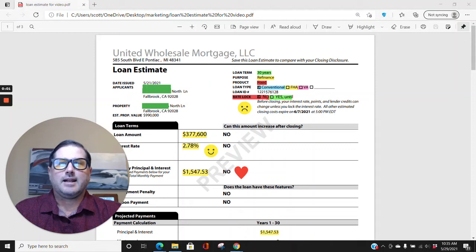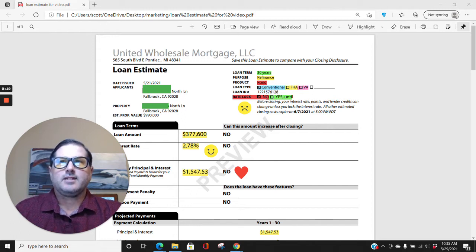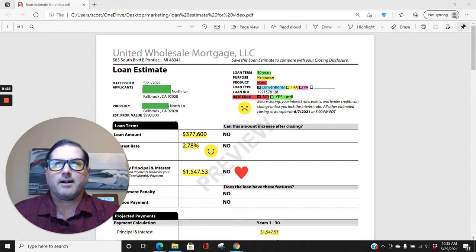Today we're going to be taking a deep dive on the loan estimate to find out how to fully understand the loan estimate and how it can build real estate wealth. Some of the concepts we're going to go over are the difference between hard costs and soft costs and where they are located on the loan estimate. A question I get all the time is, Scott, is funding my escrow account for taxes and insurance a hard cost or a soft cost? Why does this matter?